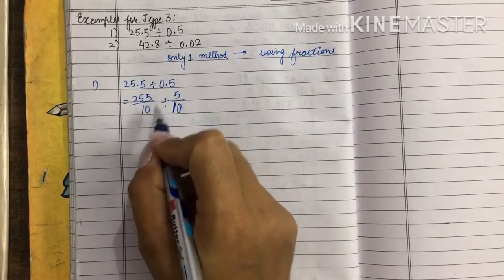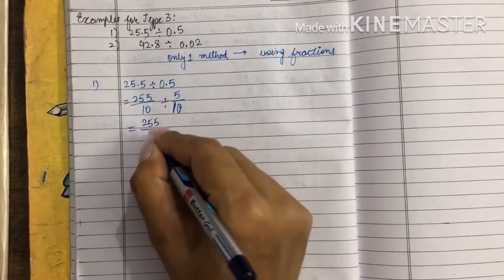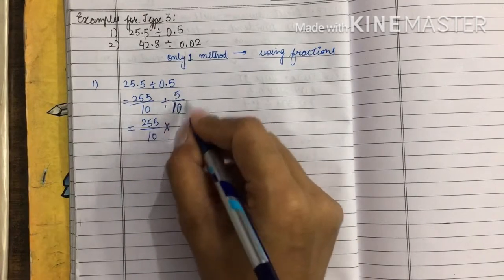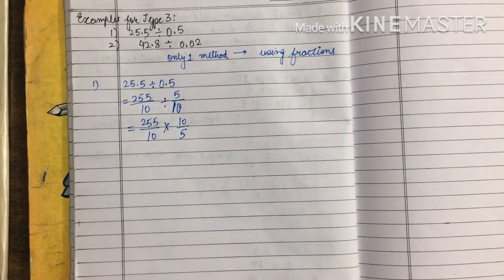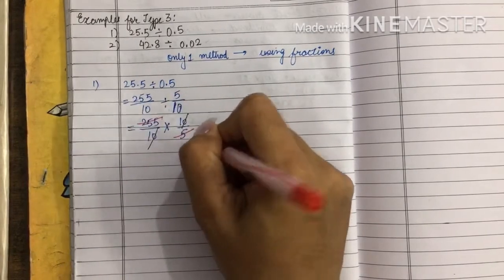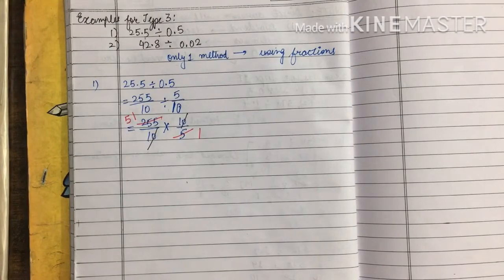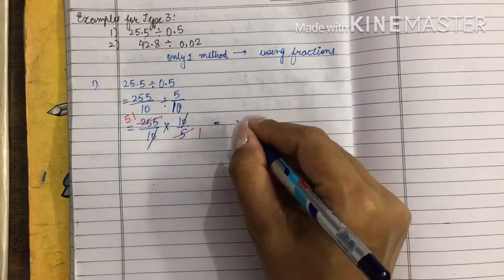Now both numbers have been changed to fractions. Now I can divide. 255 by 10, no change. The sign of division changes to multiplication. For the second fraction, we write its reciprocal. Now the simplification part. This 0 and 0 get cancelled. You can also cancel 10 with 10. Now these two are multiples of 5. So let's cancel these. 5 ones are 5, 5 fives are 25, 5 times 51 gives you 255.